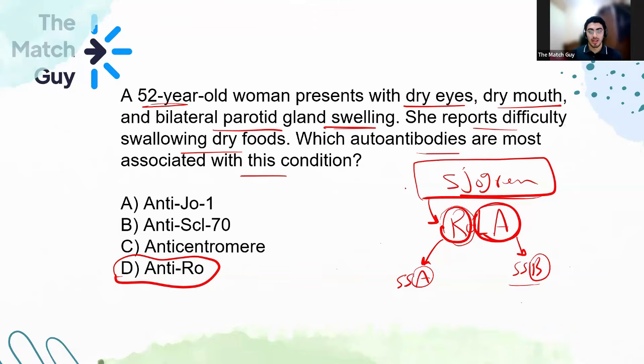Exactly. Amazing. All right. I have a question for you guys. Let's say that you had a patient with a known history of Sjogren presenting to you with unilateral enlargement of one of the parotids. What's happening to this patient? Okay, again, you had a patient with known history of Sjogren, and she's presenting now with unilateral enlargement of the parotid. Unilateral.